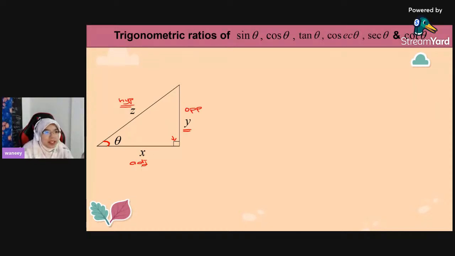So what is sine theta? Do you guys remember trigonometric ratio? How do you memorize them in your high school level? Sine, cos, tangent. Do you remember what short form you used to memorize?